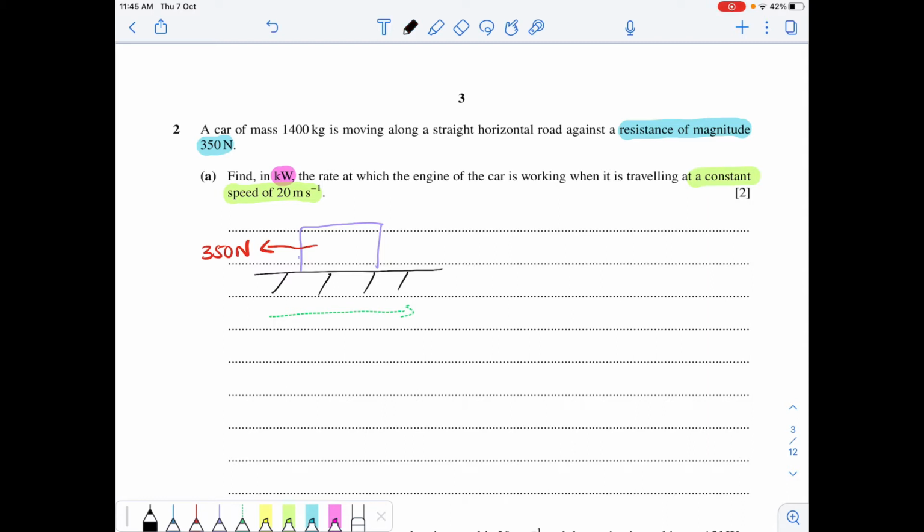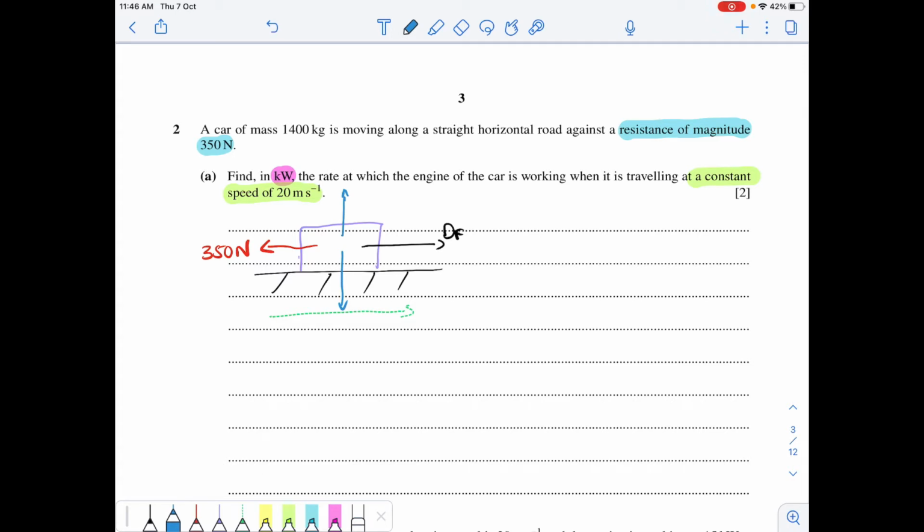If the car is moving forward and is in equilibrium, there must be some driving force pulling the car in that direction. We could also consider the weight of the car and the contact force, but they're not important because they're perpendicular to the direction of motion. If this car was moving up a hill, we might have to consider these, but on a straight horizontal road they have no effect on the work being done by the car.